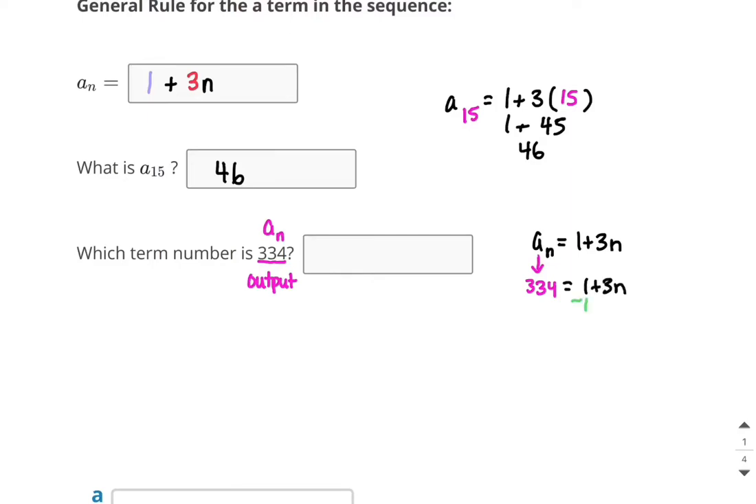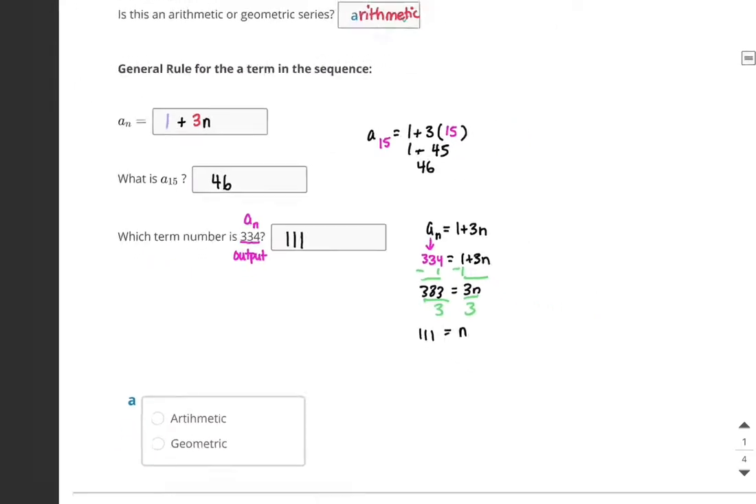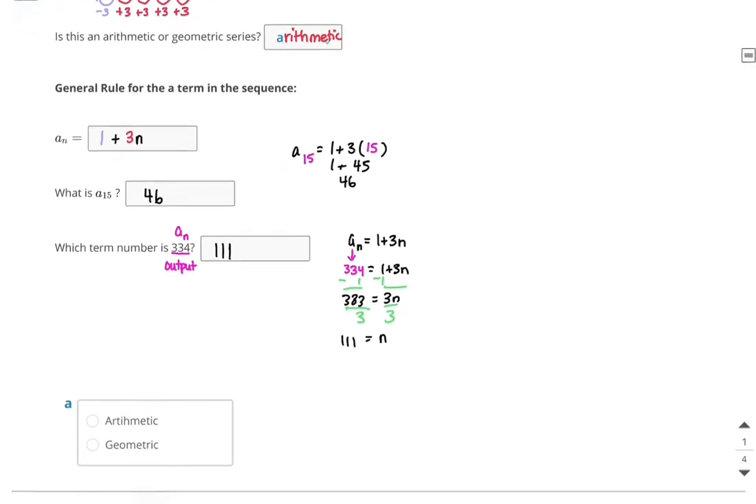I'm going to subtract 1 on both sides because eventually I want to get that n by itself, so I want to get 3n by itself to start. I have 3n is equal to 333. I'm going to divide both sides by 3, and that gives me that n is equal to 111. So it is the 111th term, or just write 111. Don't write the term, the th term. Just write 111 on Edulastic.